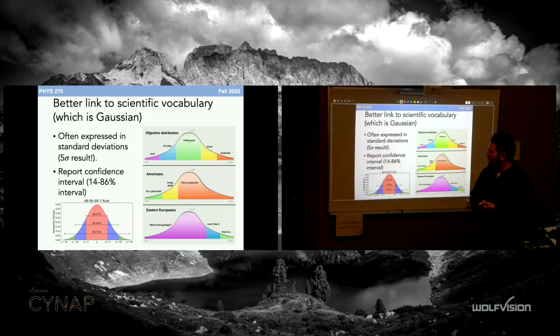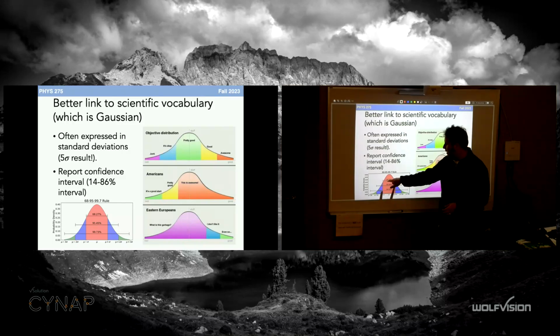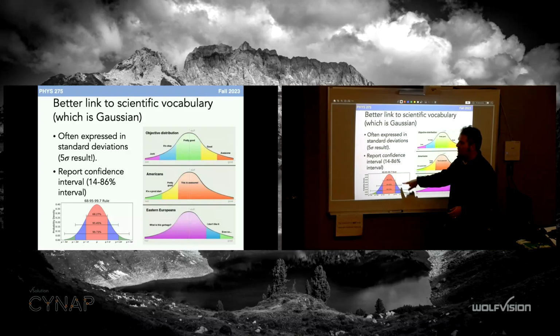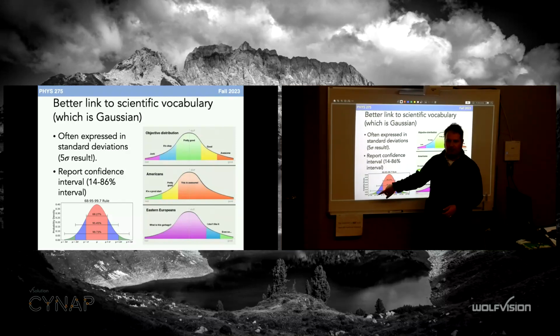So it is also a better link to scientific vocabulary because, remember what we did here? This was 1 sigma, this is 2 sigma, this is 3 sigma in the Gaussian distribution, right? So a 3 sigma result is significant. However, you can also say, here's my confidence interval. The value lies within this range. This is the best value I got, the most common one.